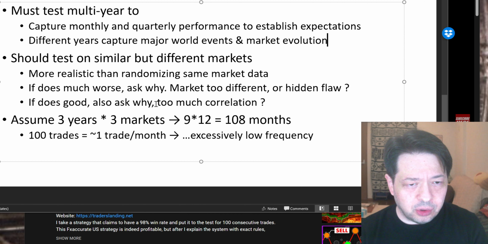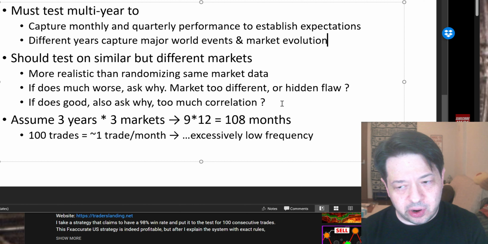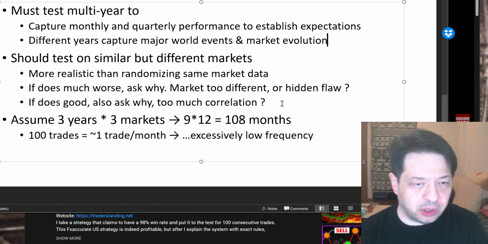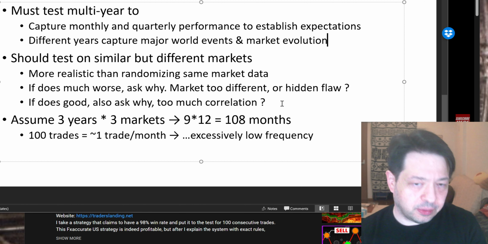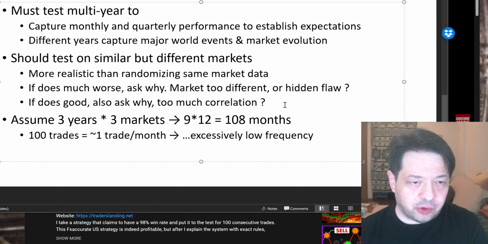And then if it does well, also ask why, because it's possible one is testing markets that have too much correlation. So this year, for example, maybe Bitcoin and Ethereum aren't showing that much correlation. But in the past they may have shown more correlation. So make sure also that there isn't too much correlation. But that's kind of arbitrary, but that's a basic idea.